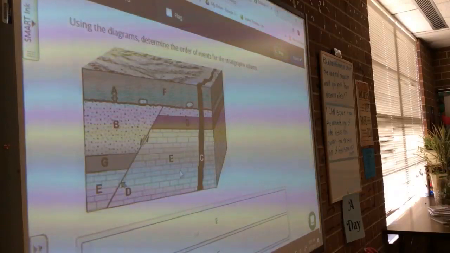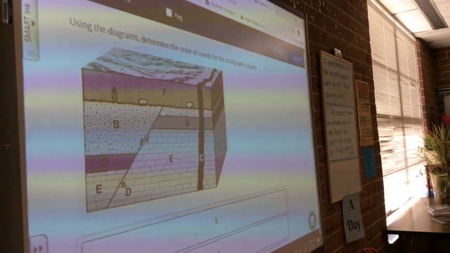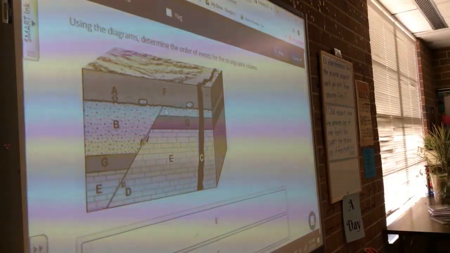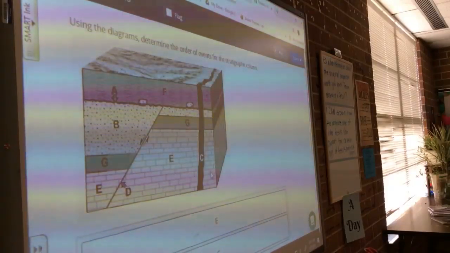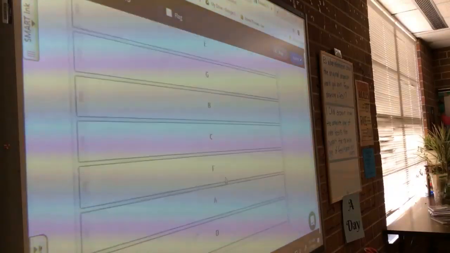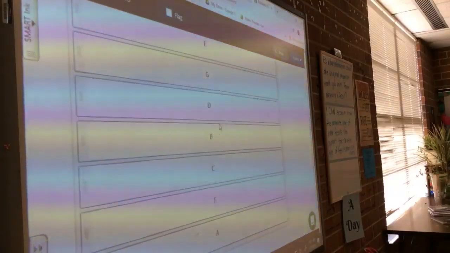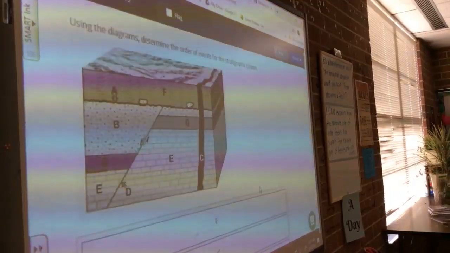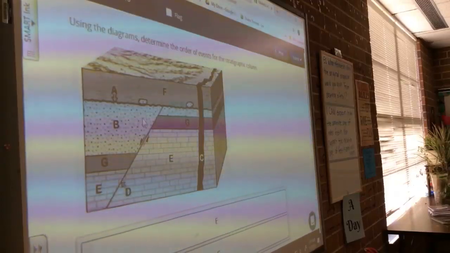All right, what's next? D. It is working like an intrusion. So all these layers were here when that earthquake or that shift happened. The layers that aren't messed up by the fault are newer than that fault. They weren't there when that fault occurred. So D is the next oldest. Wait, did I do B? No, go back. So we've got E, G, B, D.